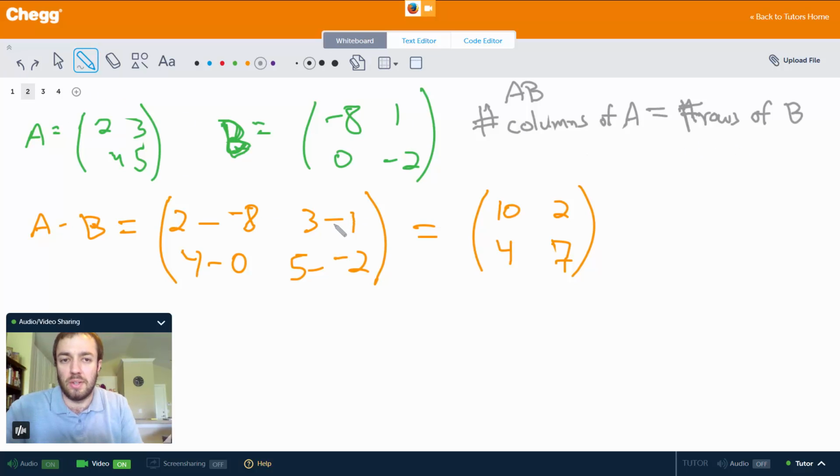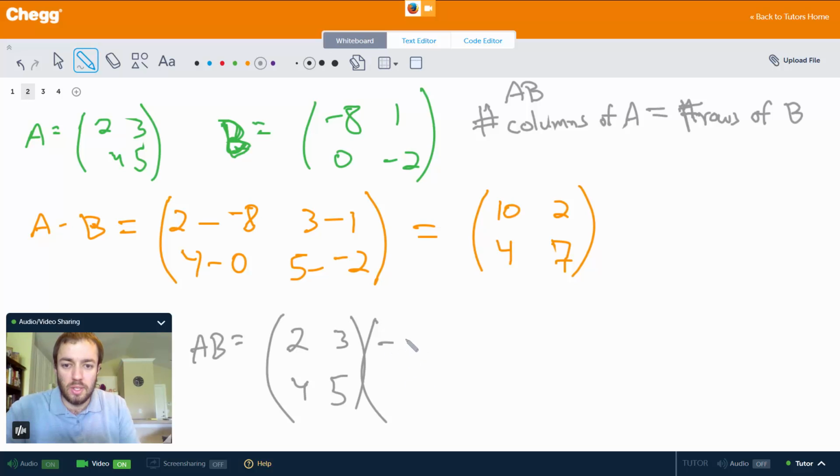Now that might sound kind of weird, but let's just go ahead and multiply out A and B and see what's happening. So when we multiply A and B, we're going to have AB equals 2, 3, 4, 5 times -8, 1, 0, and -2.